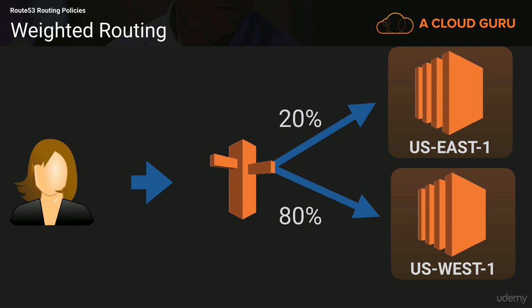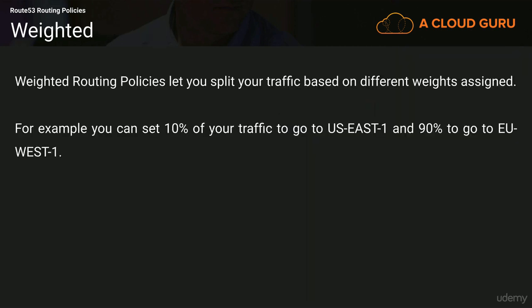And keep in mind that it doesn't have to be two different regions. It can just be two elastic load balancers in the same region. So you could send 80% of your traffic to US West 1 behind one load balancer, and then 20% of your traffic to US East 1 behind another load balancer. That's all weighted routing is. It allows you to split your traffic based on different weights assigned.